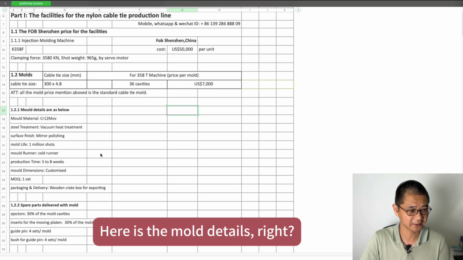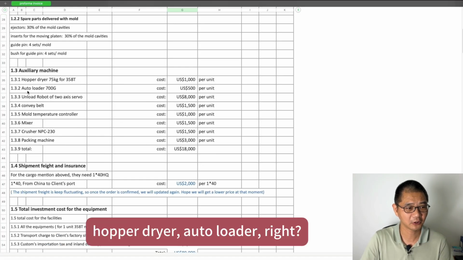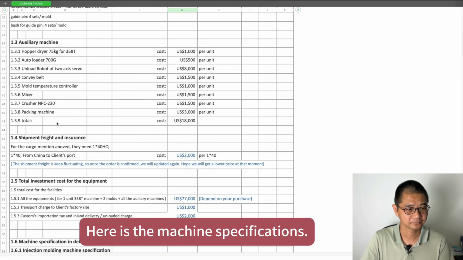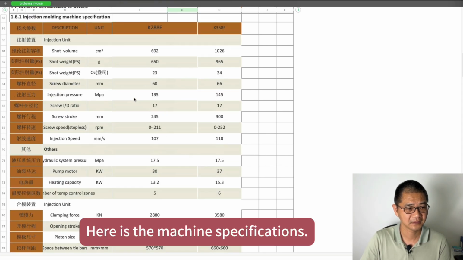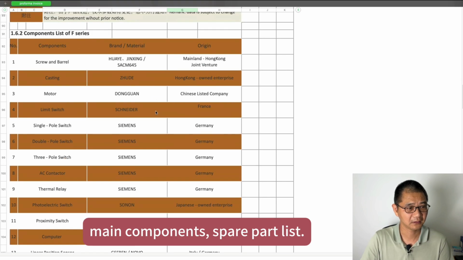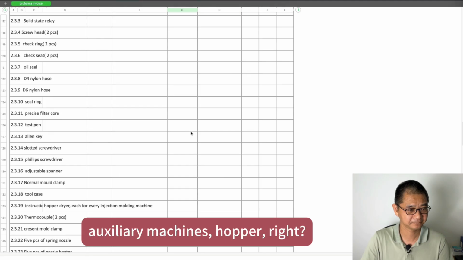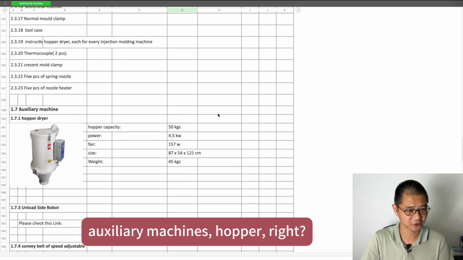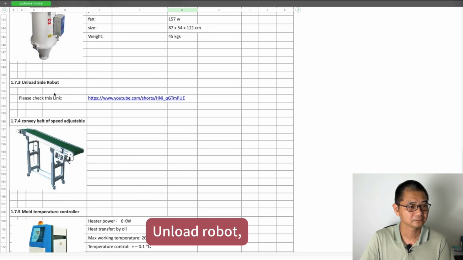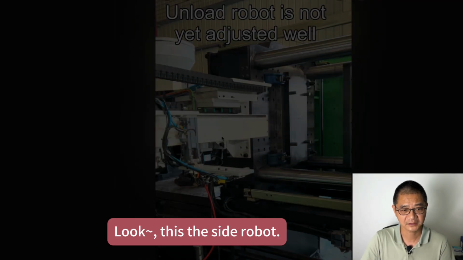Here is the most detail, right? Here are the spare parts, hopper driver, auto rotor, right? Here are the machine specifications, main components, spare parts, auxiliary machines, hopper, right? Unroll robots. Here the unroll robot is the side robot. No, this is the side robot.